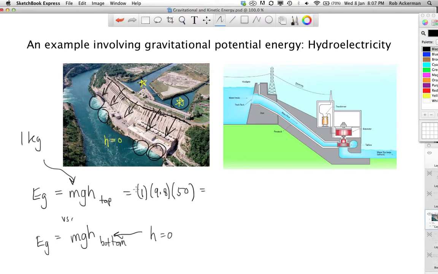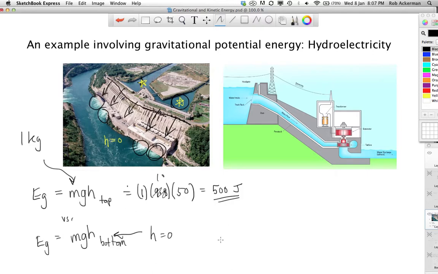And since we're estimating, I'm not even going to bother taking out my calculator. I'm just going to say approximately, let's call that 1 times 10 times 50. So 500 joules of energy. And so there you have it. If I could somehow convert all of that gravitational potential energy directly into electric energy, then each kilogram, each liter of water that goes down through those penstocks could supply me with 500 joules of electrical energy.